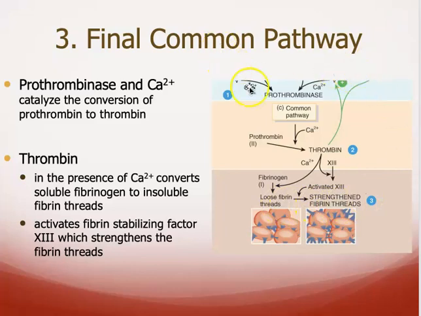So again, two different pathways, depending on where the damage is or how the blood vessel is damaged. You get prothrombinase, which then converts prothrombin into thrombin. Thrombin takes fibrinogen, turns it into fibrin threads, and then activated factor 13 strengthens those fibrin threads. And now we have a blood clot.